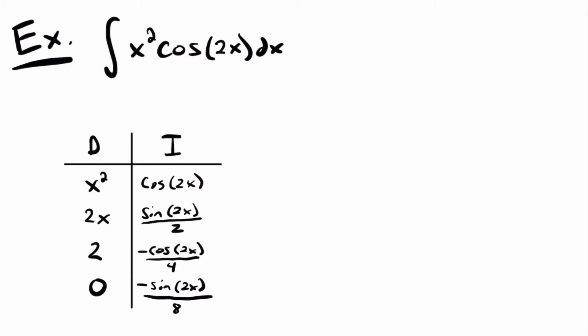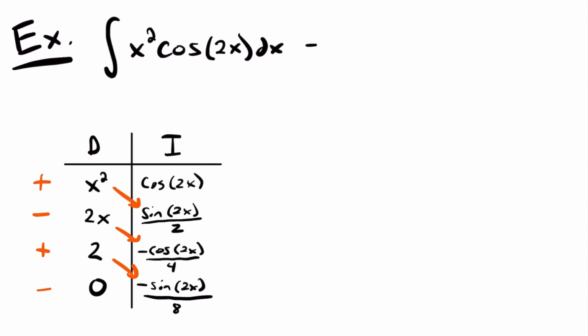We want to add our signs along the side of our derivative column, so we'll start with a plus sign, and then we'll draw a negative sign, and then we'll alternate, so we have plus and then minus for the last row. Okay, and so now let's multiply diagonally and add up our terms to find the solution to this integral.